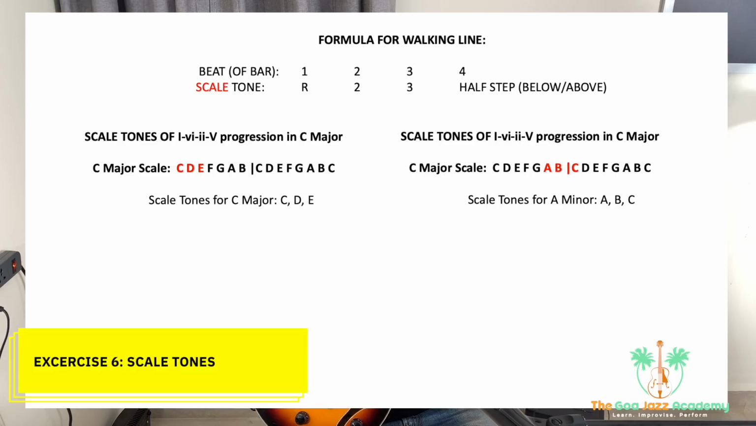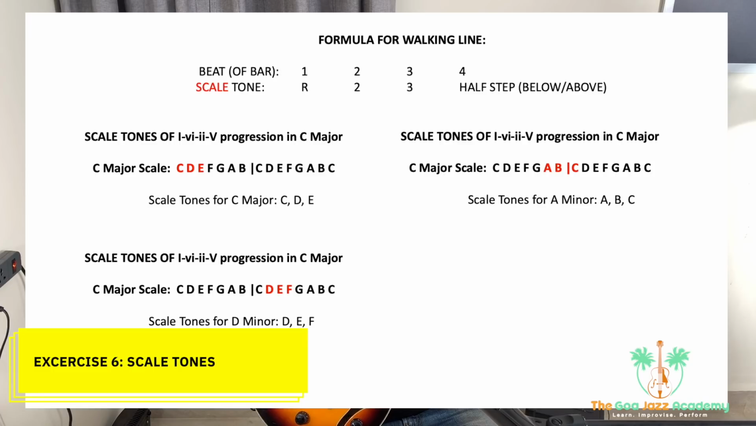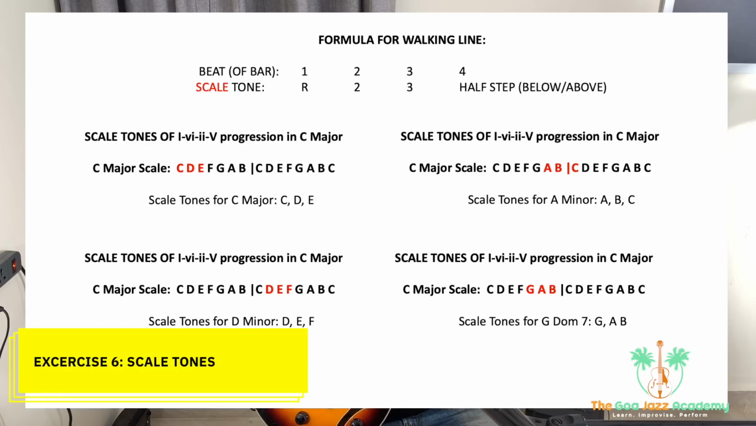If A is our root, then B is our second degree for that mode, and C is the third degree. So our scale tones are A, B, and C. D minor is also in the key of C. So let's just move the root, pretend that our scale starts on D and goes up to a D an octave higher. So if D is our root, then the second and third degrees will be E and F. And finally, G7 is also in the key of C. So we start our new scale from G, the second degree is A, the third degree is B.